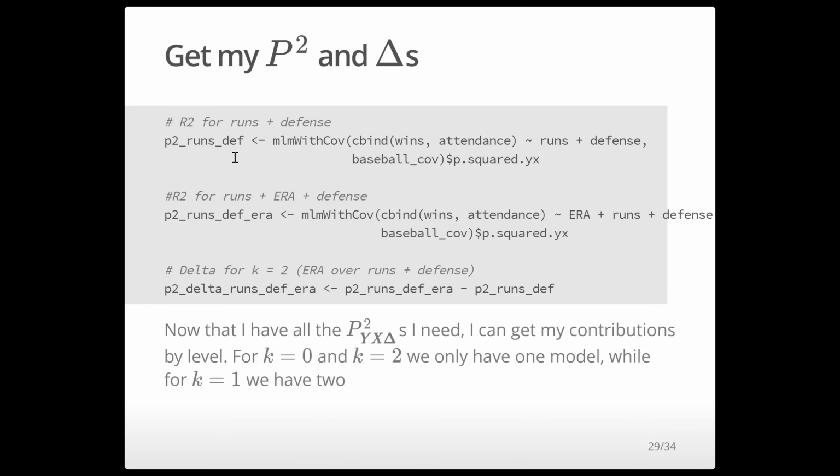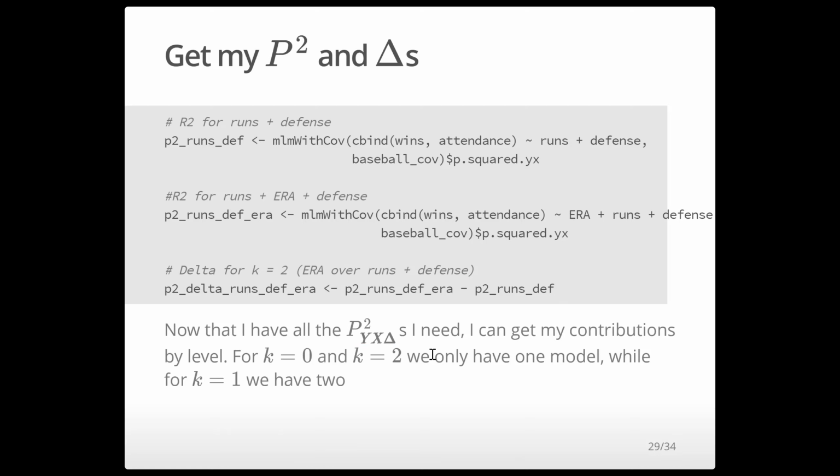And then I do the same thing. So we're going to get the model with runs and defense, then the full model with ERA, runs and defense, then the delta for adding ERA over runs and defense. So now I have my deltas at each level. I have all the deltas I need. So I get my contributions by level.